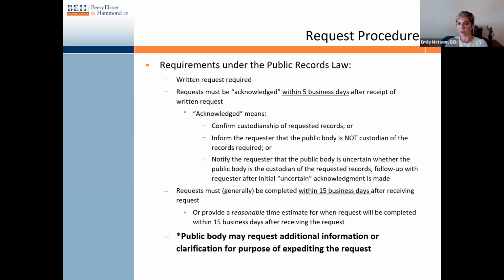If you seek clarification and the requester does not respond within 60 days, and funnily enough, that's not business days, that's calendar days of the request for clarification, then the public body shall close the request. So if they never respond within 60 calendar days, then you close the request. The person obviously can submit a new request, but your obligations to respond to the initial request end.